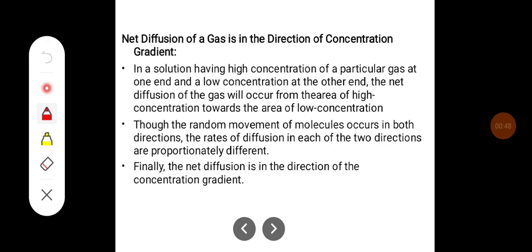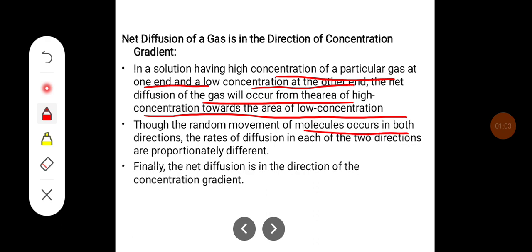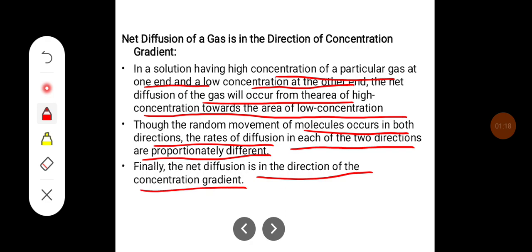In a solution having a high concentration of a particular gas at one end and low concentration at the other end, the net diffusion of gas will occur from the area of high concentration towards the area of low concentration. Though the random movement of molecules occurs in both directions, the rates of diffusion in each of the two directions are proportionately different. Finally, net diffusion in the direction of the concentration gradient occurs.